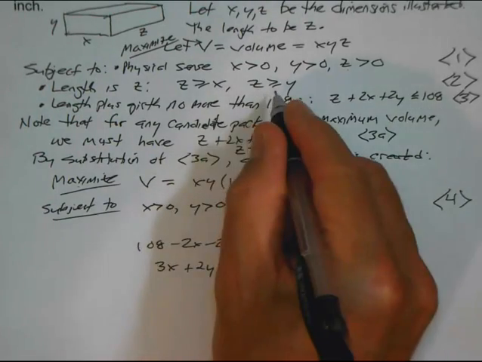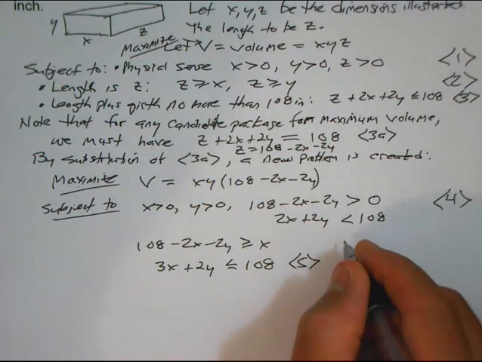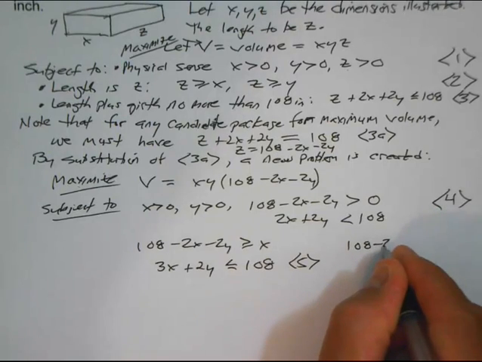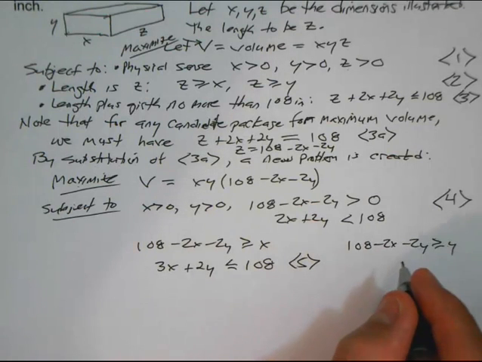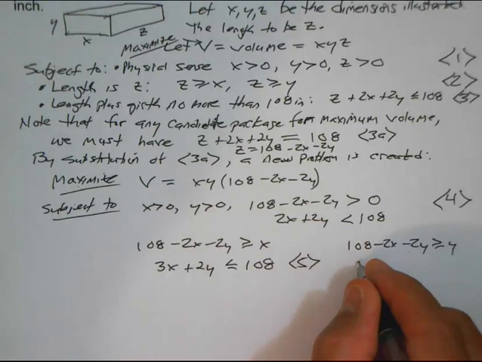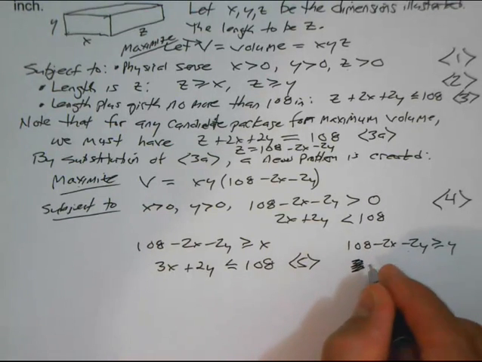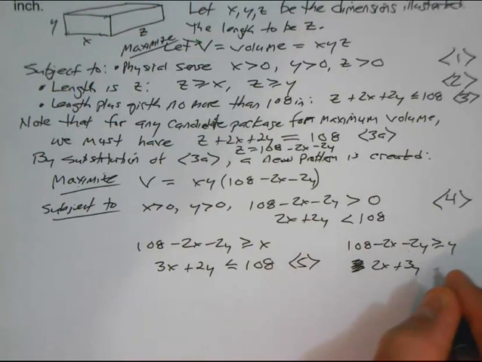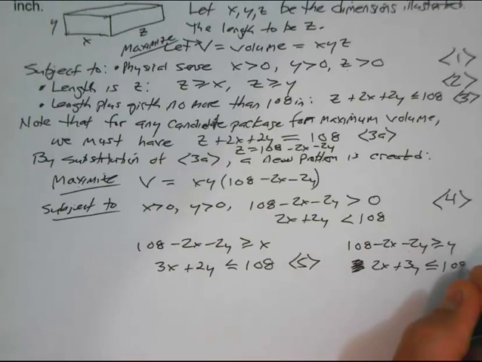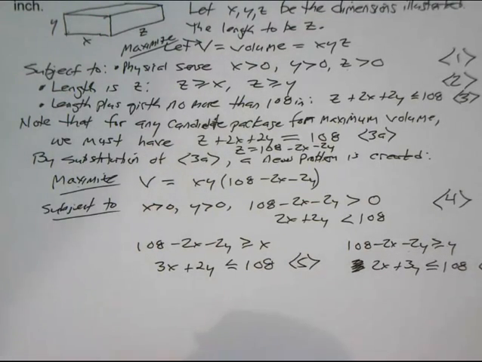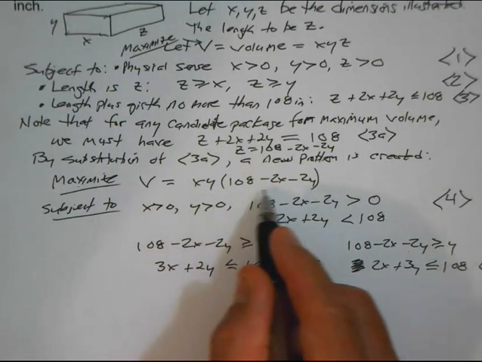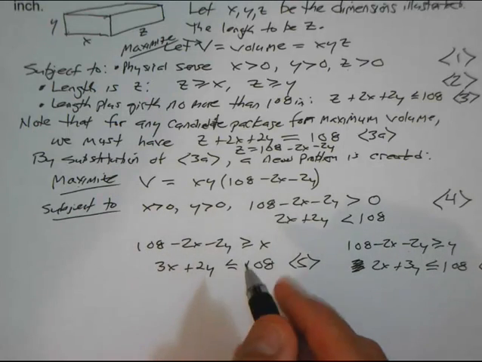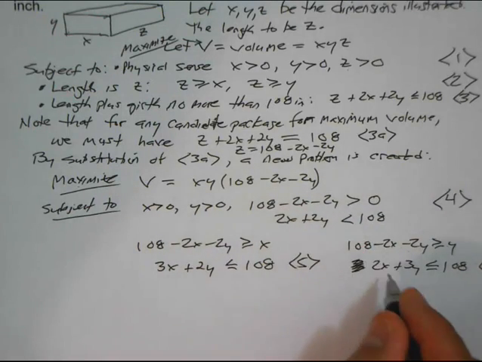Similarly, this inequality with z greater than or equal to y now then becomes 108 minus 2x minus 2y greater than or equal to y. We could add 2y and 2x to both sides and have this look like 2x plus 3y less than or equal to 108. That could be number 6. Okay, looks like we have about everything that goes with this problem. Now here's our math model. Maximize this V equaling this expression here, subject to, okay, the domain is constrained by all these inequalities.